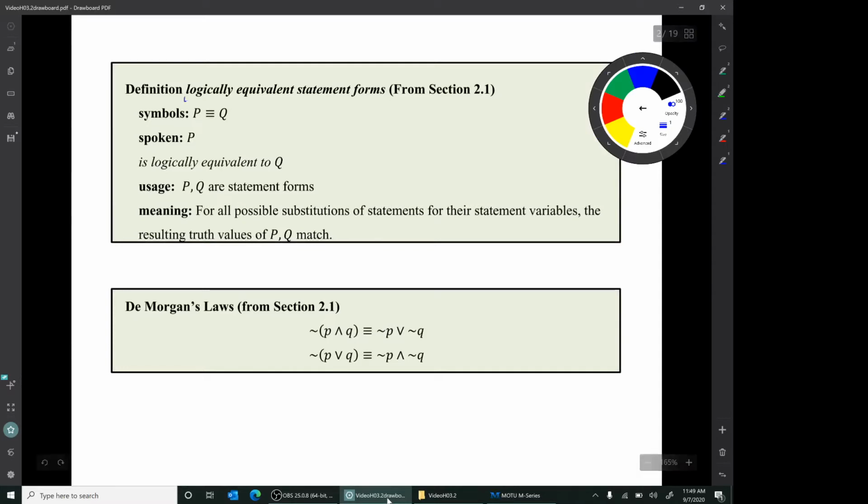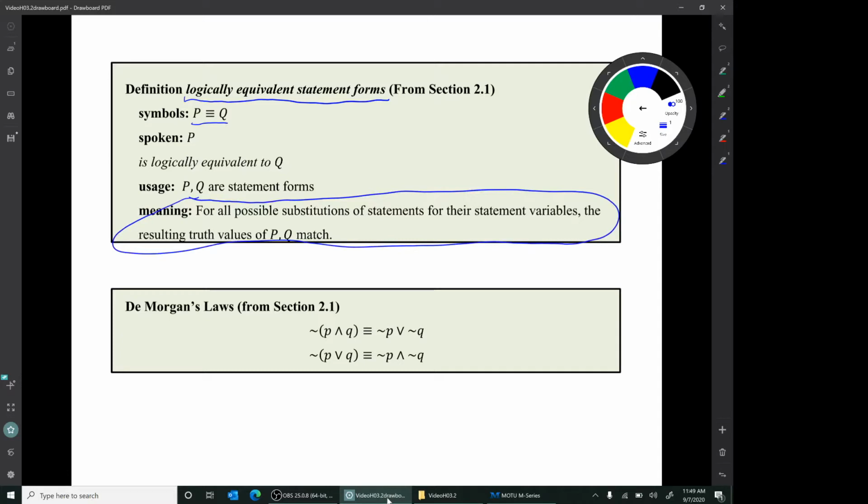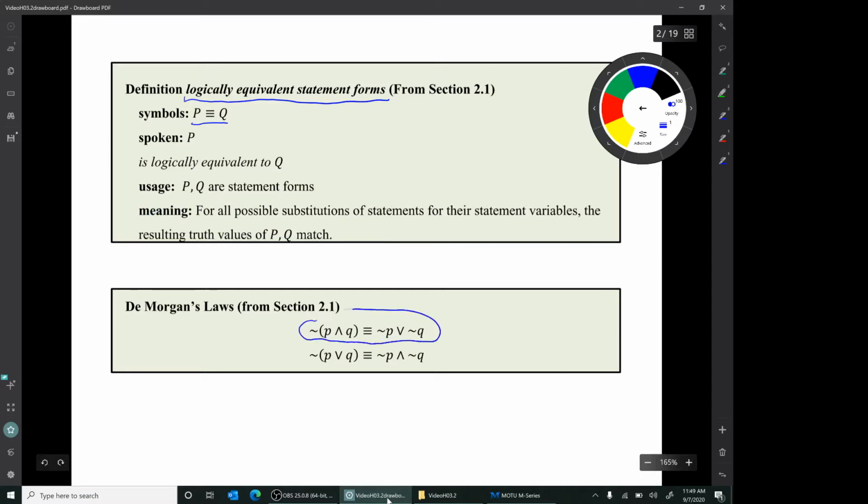The idea of logically equivalent statement forms, denoted by this symbol. We say that two statement forms are logically equivalent if all possible substitutions of statements for the statement variables result in the same truth values for the statement forms. And we will be using De Morgan's laws. Remember that when you negate an AND statement, you get a new statement that's an OR statement. And when you negate an OR statement, you get a new statement that's an AND statement.